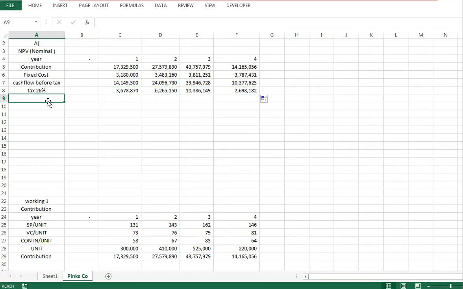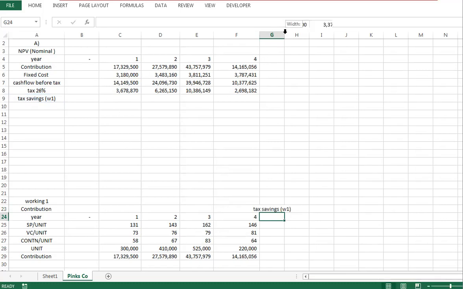Now, immediately after calculating the tax figure, we are going to calculate tax savings also on capital allowances. So tax savings, and we have to do it separately in the working. Now, depending on how you want to calculate this, right? There are different approaches, right?